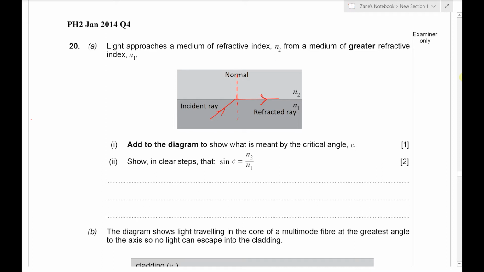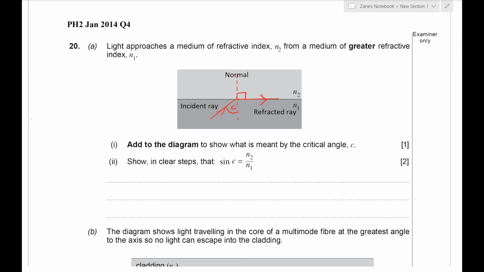At the critical angle, the refracted ray will pass directly along the boundary between medium 1 and medium 2, or if you like, the refracted angle will be 90 degrees. In this case, the angle between the incident ray and the normal is our critical angle C.